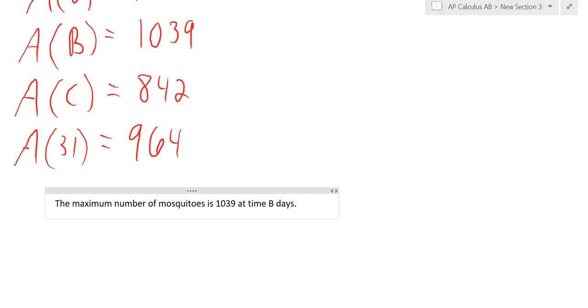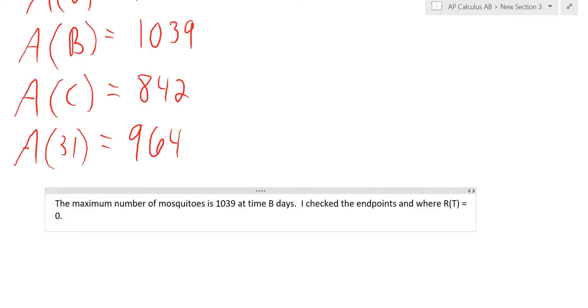Yeah. Okay. So if you're answering this question, sometimes they'll ask when is the max, sometimes they'll ask what is the max. Cool? To make sure you just don't answer the wrong question, just put both. Say the max is this and it happens at this time. Everybody okay with that? And then all you got to do is explain what you did a little bit. Ready? I checked. What do we check? The endpoints and where r of t equals 0.